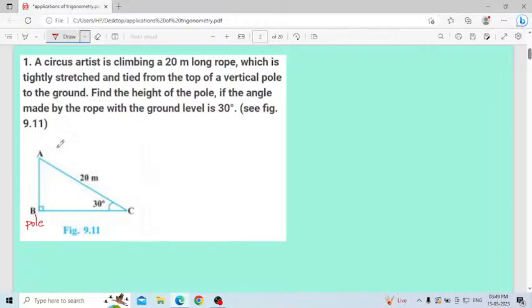This is the ground. In this question they have given the diagram, but in some questions they will not give the diagram. You have to draw the diagram when you solve the word problems.